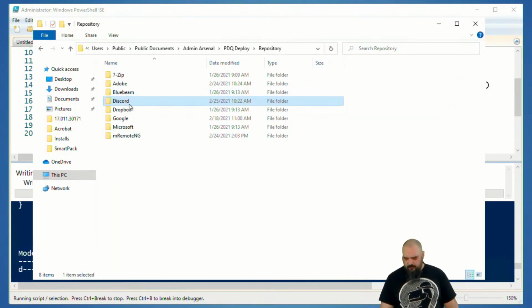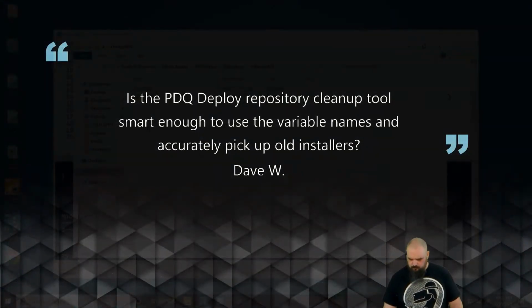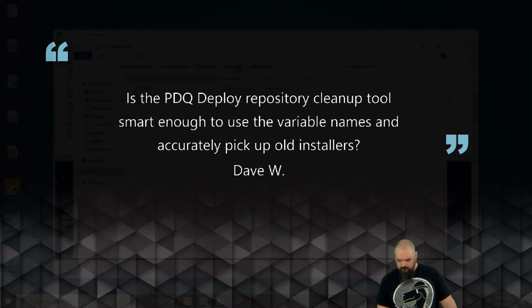Do we have any other questions that have come in? Hey, Jordan, is the PDQ Deploy repository cleanup tool smart enough to use the variable names and accurately pick up old installers? Thanks, Dave W. Repository cleanup. So the cleanup tool is basically, it will find installers that aren't tied to a package. So if a Steam package or a Steam installer is not being used, it'll find that. Even if it's an old installer, if it's tied to a package somewhere, it won't find it.